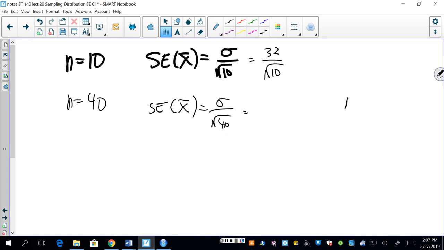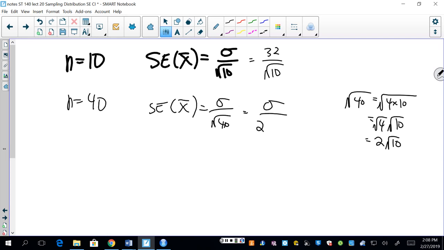Well, the square root of 40 is the square root of 4 times 10. And you can break that up. So it's the square root of 4 times the square root of 10. And the square root of 4 is 2. So this one, that value is a 2 out here. So it's half as much. The standard error is half as much.